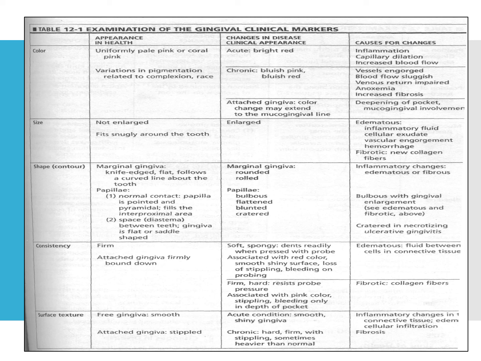So coming to the summary, we are correlating the clinical features and the histological features. You can see this tabular column where we have defined the appearance in health in terms of color, size, shape, consistency and surface texture, what changes you can see clinically, and what the causes are for the changes. You can go through it in detail.